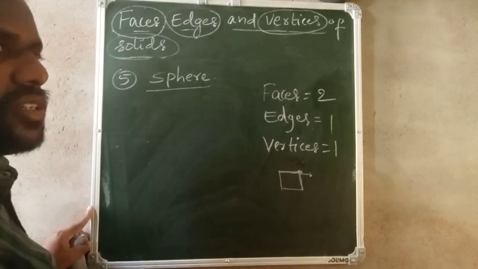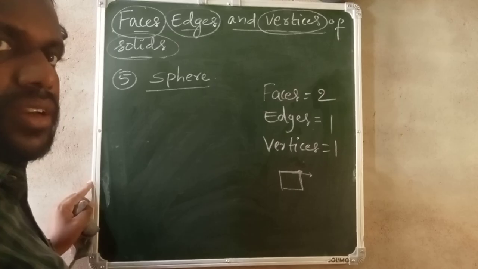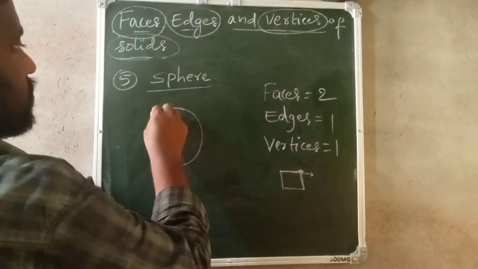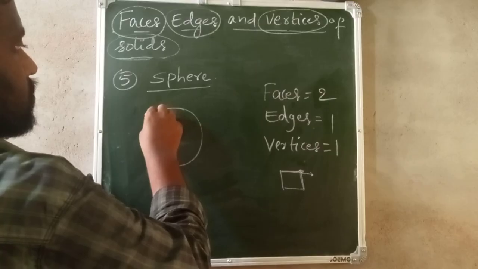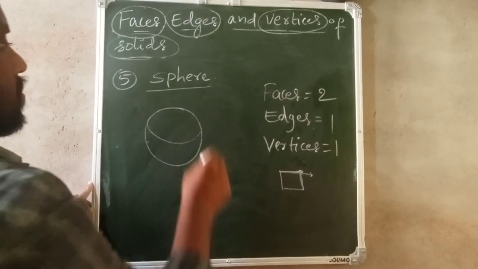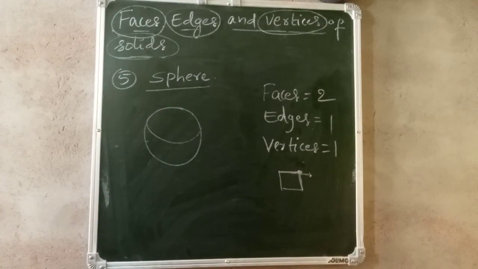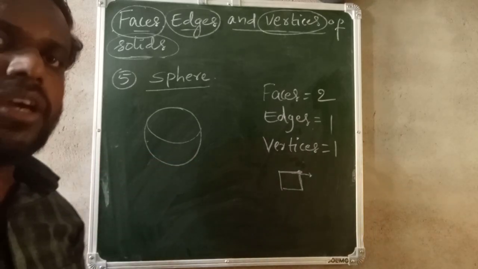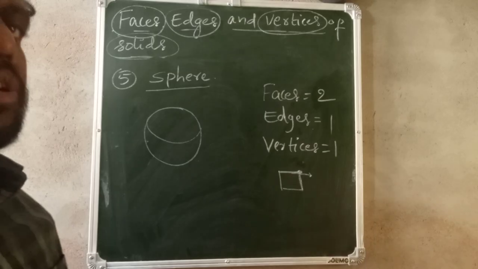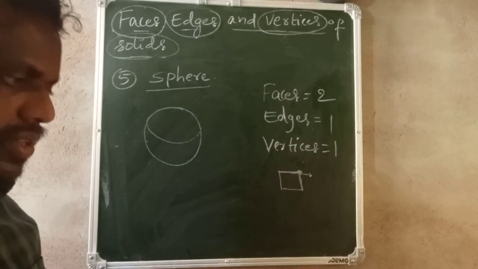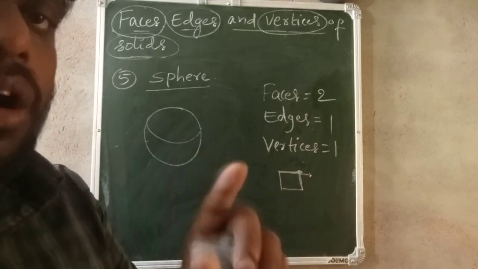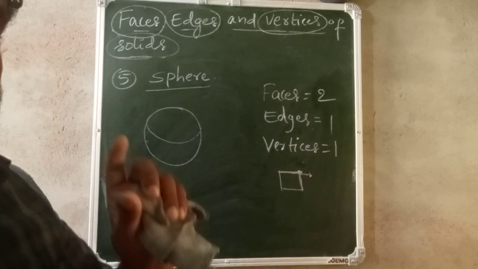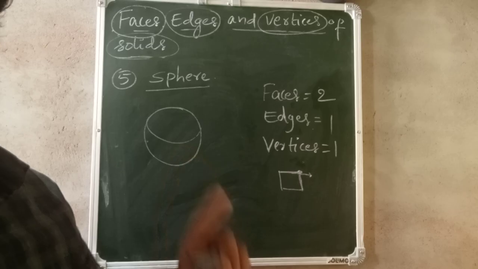Sphere means it looks like a ball shape. Okay, it looks like a ball. So see, sphere means it is not a circle. You have seen a ball, right? The ball we use for playing cricket and all, right? That ball-shaped object is the sphere.